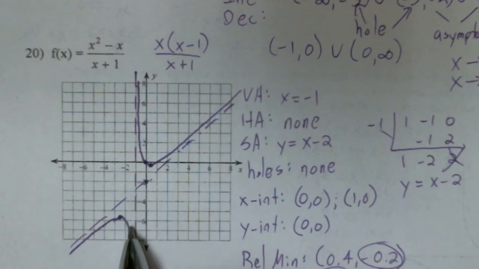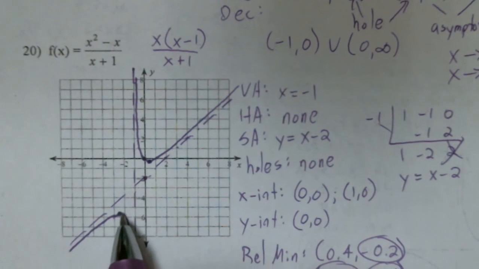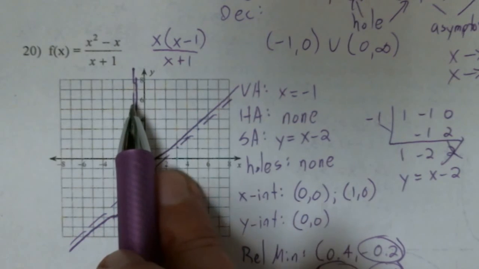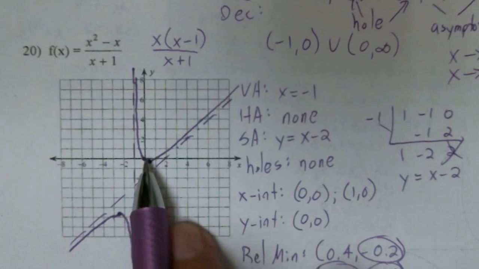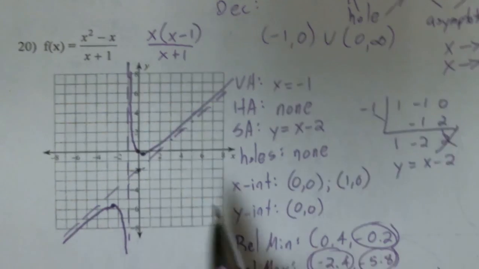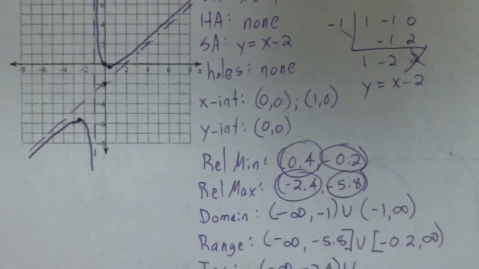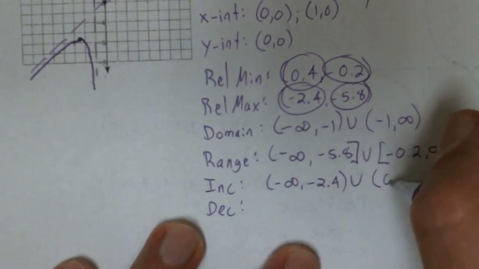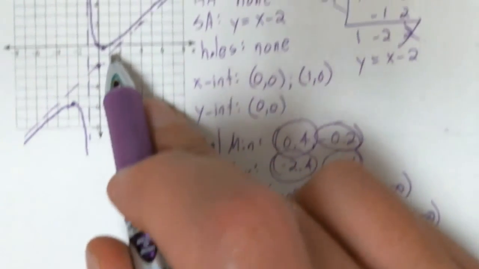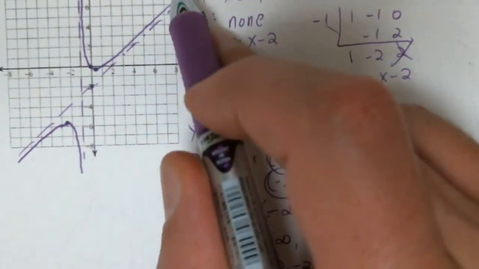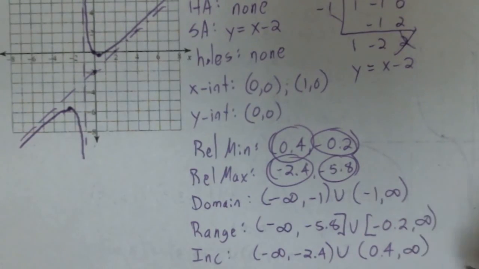And then from here, after that spot, now I'm losing money. So that's interval decrease. And then I'm losing money until I get to the x coordinate of the relative min. So starting at the x coordinate of that guy, so starting at 0.4, I will continue to make money forever. Okay, so 0.4 to infinity.